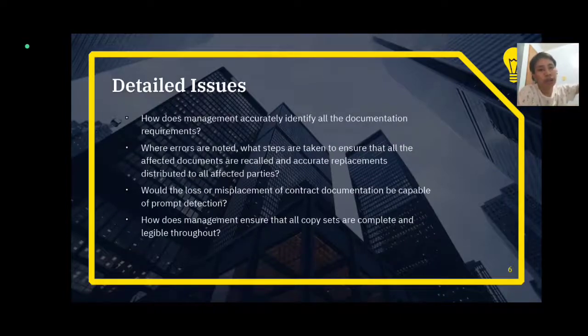So next is detailed issue. How does management accurately identify all the documentation requirements? Where errors are noted, what steps are taken to ensure that all the affected documents are recalled and accurate replacements distributed to all affected parties? Would the loss or impairment of contract be capable of prompt detection? Then last, how does management ensure that all copy sets are complete and legible throughout?